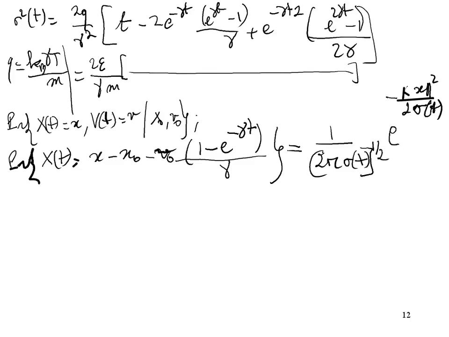So now we can replace sigma by what it is. And this is interesting because sigma here depends on gamma. And so what we can say is when gamma is large, for example, this probability distribution function P becomes the probability that x of t equals x minus x0. So let's take gamma goes to infinity.